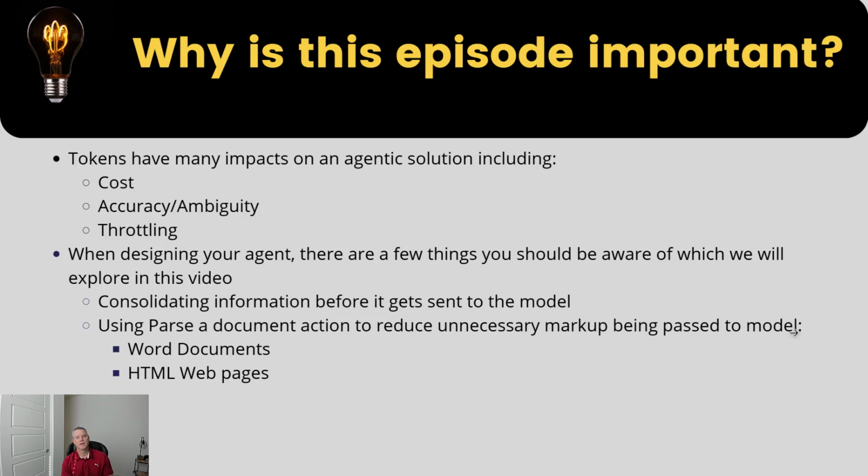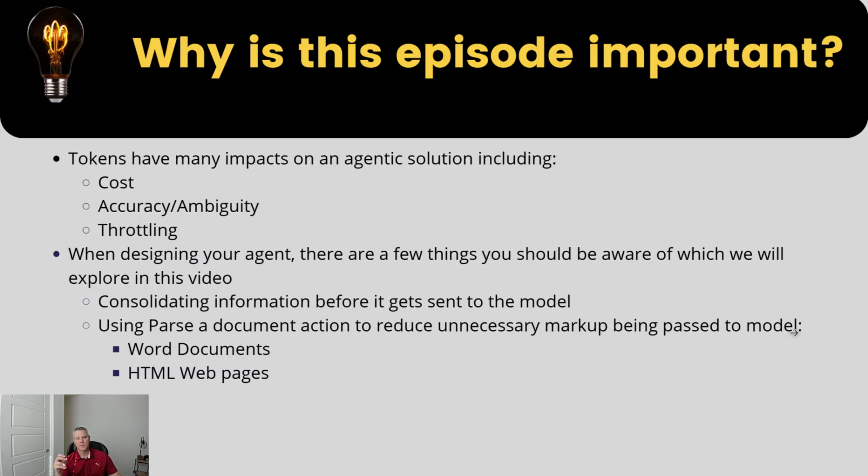So when you're designing your agent, there's a few things that you should be aware of, and we'll explore in this video. How can we consolidate information before it gets sent to the model? And then how we can use parsing a document action to reduce unnecessary markup being passed to the model. So these could be things like Word documents or even HTML web pages. Now, the relationship between the content and the verbosity of the content has a direct relationship on those other three aspects where we talked about cost, throttling, and accuracy.